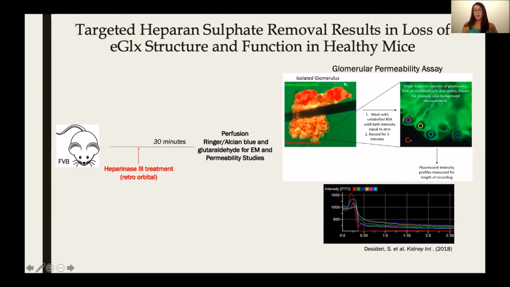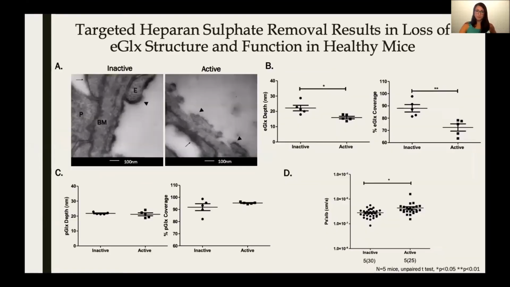This assay was developed in our group, and the way that it's done is we isolate individual glomeruli from mice which have been perfused with fluorescently labeled albumin. And then we measure the change in fluorescent intensity in individual capillaries. And it's this change in fluorescent intensity which allows us to calculate apparent glomerular albumin permeability.